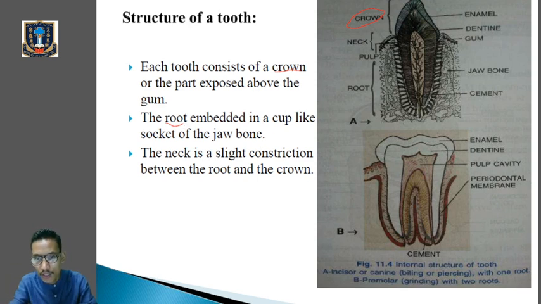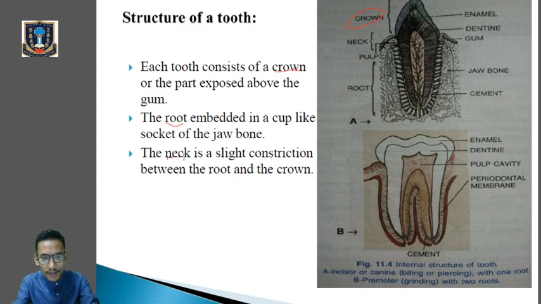Can you see over here? This is mainly the single process, and whatever you are finding with two fangs is the two processes. So the root will have either a single process or two processes or fangs, like that of a premolar or a molar. Then the next part is the neck.